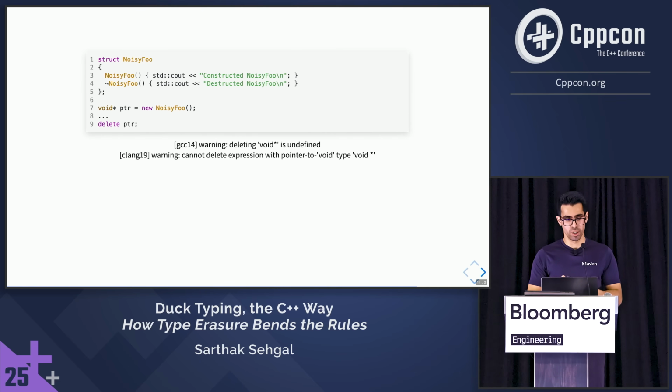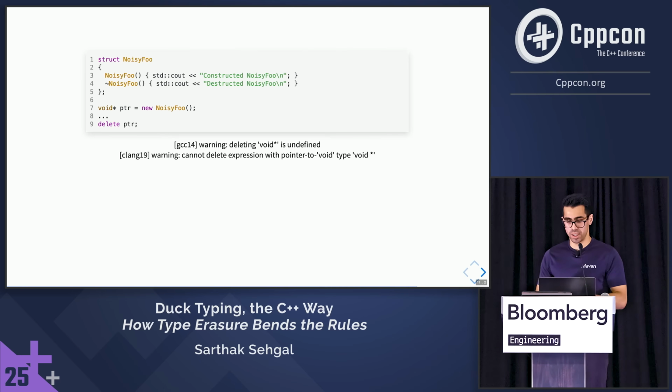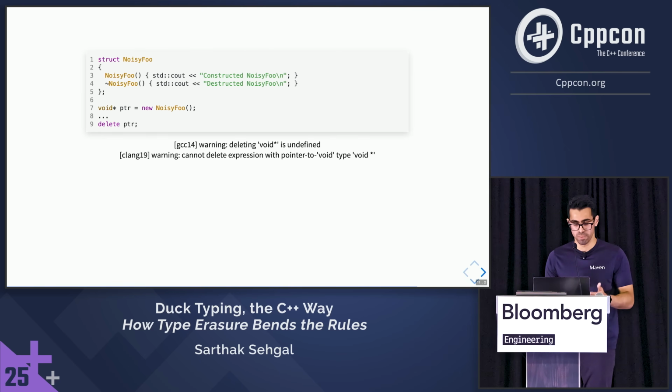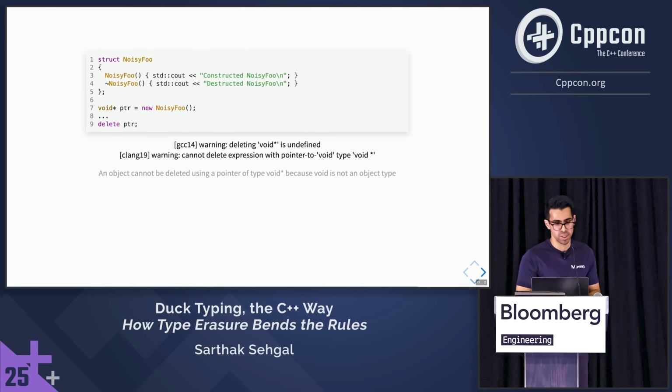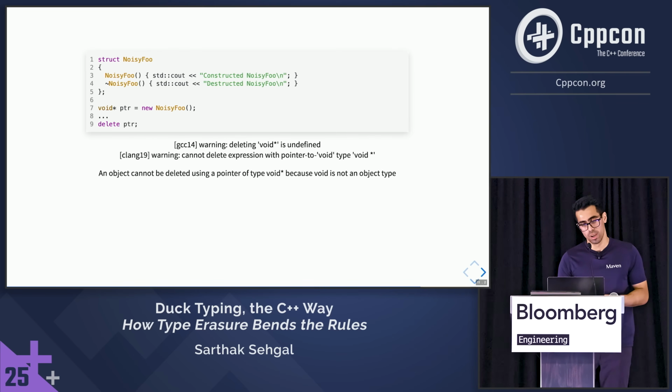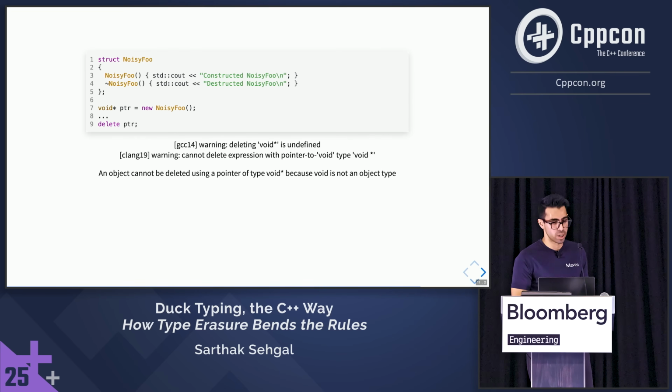Well, this is not going to compile. Deleting a void pointer is undefined. There is a warning in GCC, a warning in Clang 19, and if you have warnings as errors enabled, it's not going to compile. The standard says that an object cannot be deleted using a pointer of type void star, because void is not an object type.